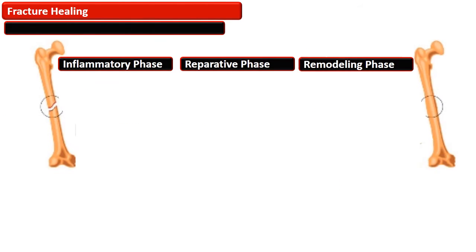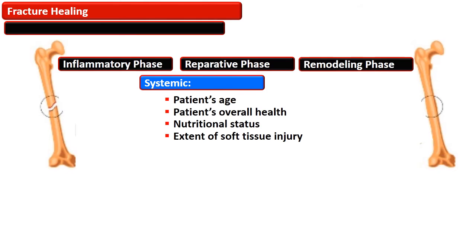Healing is divided into various phases. These phases are inflammatory phase, reparative phase, and remodeling phase. And the duration of each of these phases depends on some local and systemic factors. The systemic factors which are responsible for fracture healing are patient age, overall health status of the patient, nutritional status, and these factors alter activity and proliferation of the bone forming cell, which alters the callus formation.